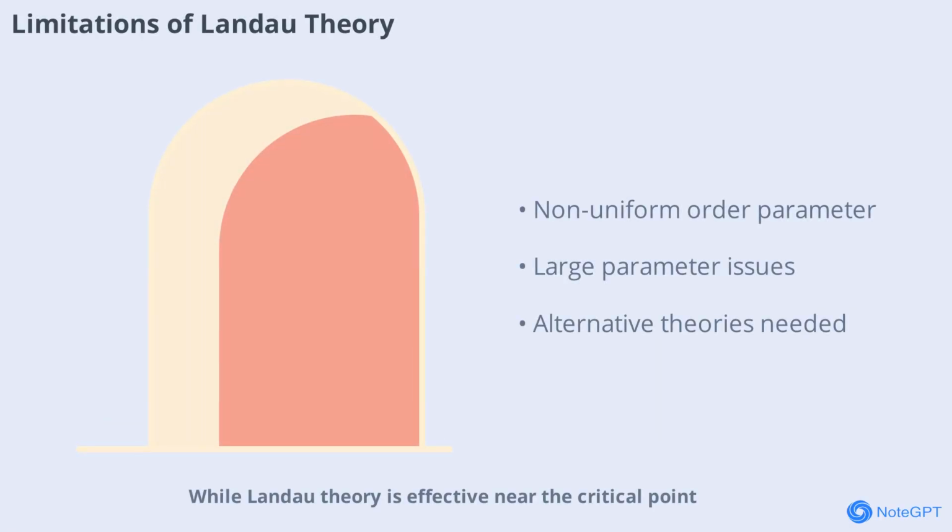It cannot be applied when the order parameter is non-uniform or large. Additionally, its predictions become unreliable far from the critical temperature. These limitations mean that Landau theory is best used for systems undergoing continuous phase transitions, where changes are gradual and the order parameter remains small. For more complex scenarios, alternative theories are required to accurately describe system behavior.